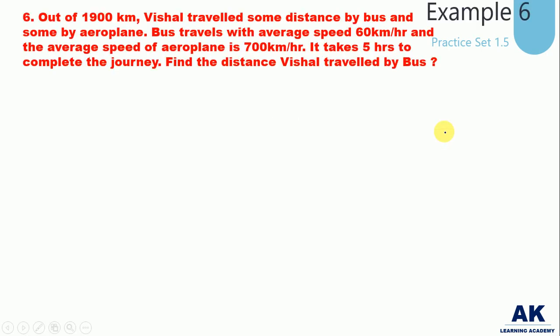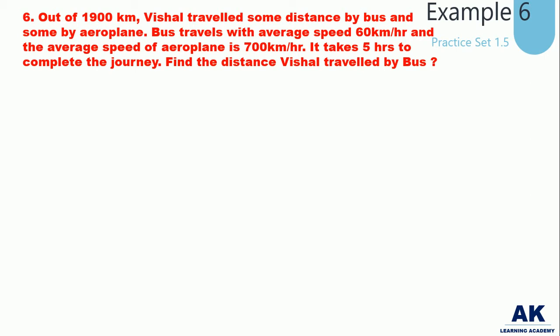Now here is the sixth question, right? Let's solve this sixth question, which is, out of 1900 kilometers Vishal traveled some distance by bus and some by aeroplane. Bus travels with average speed 60 km per hour, and the average speed of aeroplane is 700 km per hour. It takes 5 hours to complete the journey. Find the distance Vishal traveled by bus.